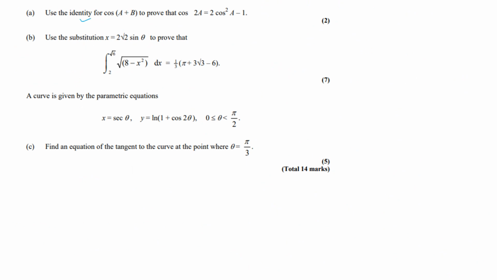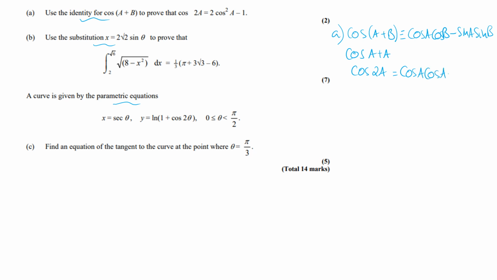This next question has a trig identity, some integration by substitution, and parametric equations. So looking at part A, you get on the formula sheet that cos of A plus B is equivalent to cos A cos B, and then it's minus sine A sine B. So if we look at cos A plus A, in other words cos 2A, when A and B are the same, you're going to get cos A cos A minus sine A sine A, which is the same as cos squared A minus sine squared A.